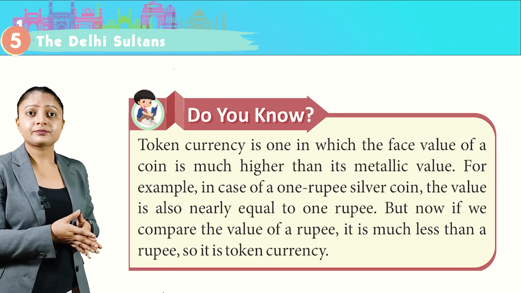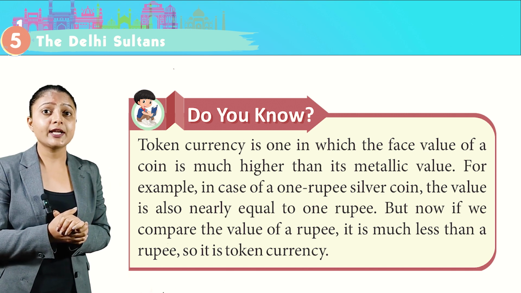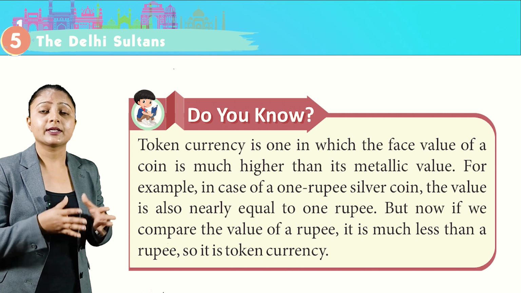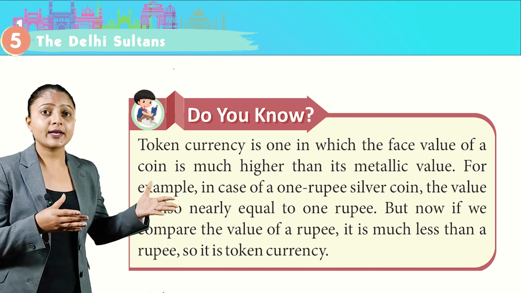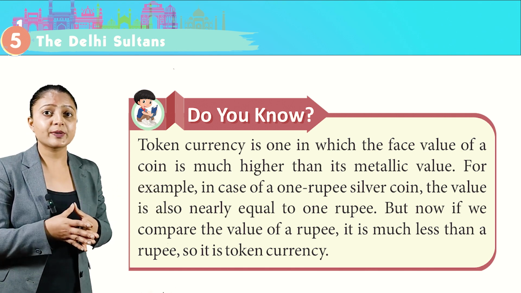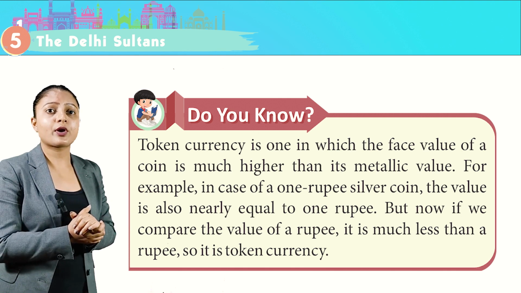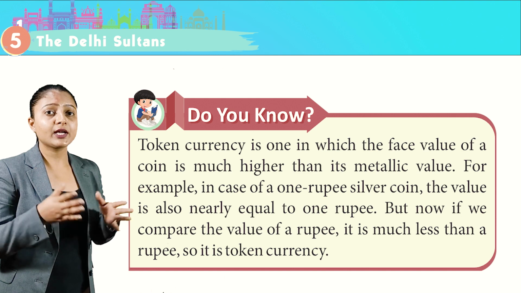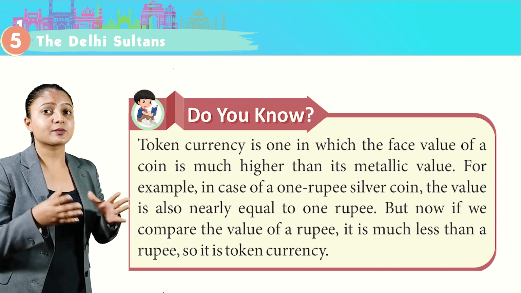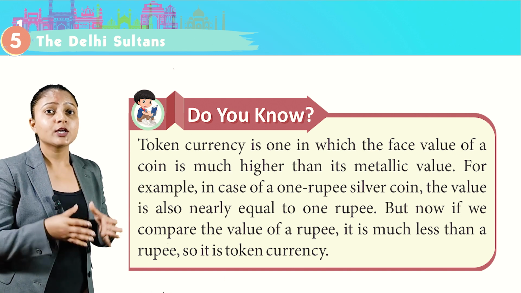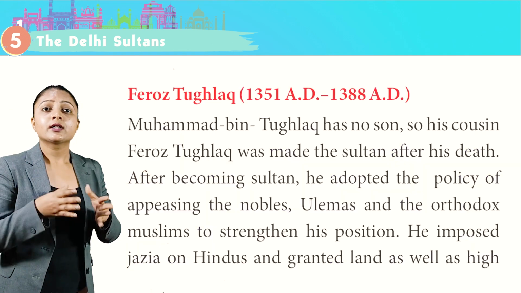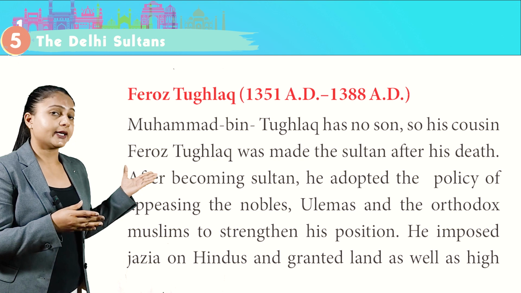Do you know? Token currency is one in which the face value of a coin is much higher than its metallic value. For example, in the case of a 1 rupee silver coin, the metallic value is also nearly equal to 1 rupee. But now, if we compare the value of a rupee coin, it is much less than a rupee, so it is token currency.